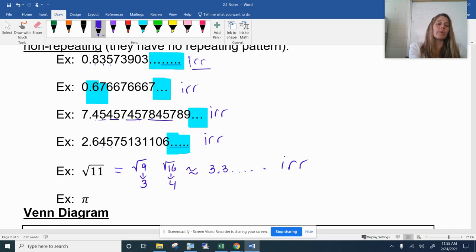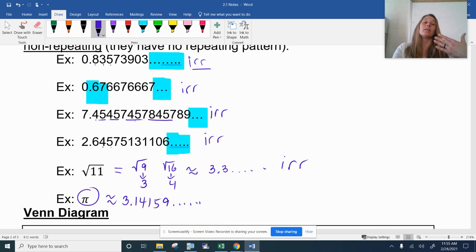And then we have some of these special numbers, like pi, which is a very famous number that you're probably familiar with, and that's approximately equal to 3.14159 and so on. But again, it continues on and on and on, and does not have one or two or three set numbers that are repeating over and over again. So that would also be considered an irrational number.